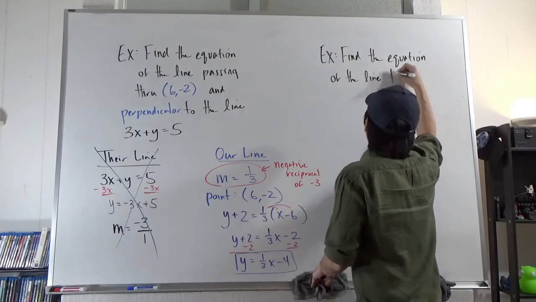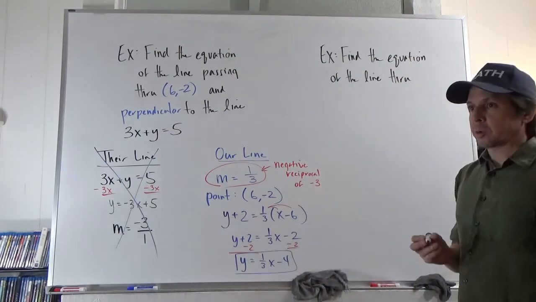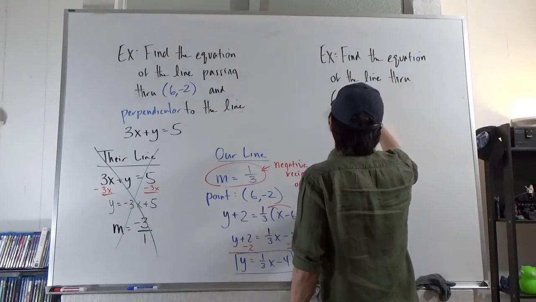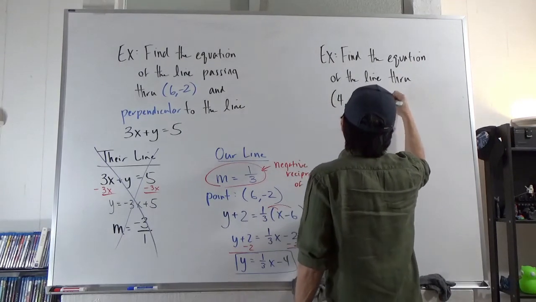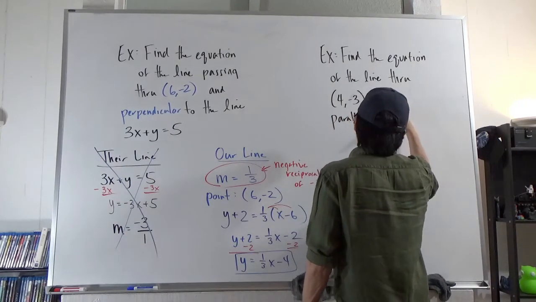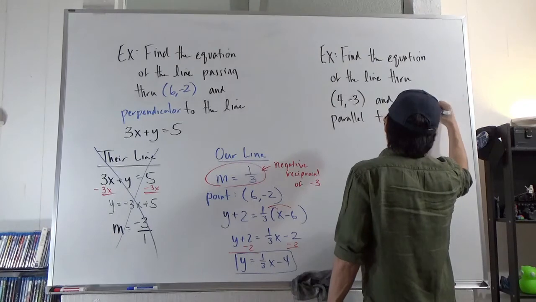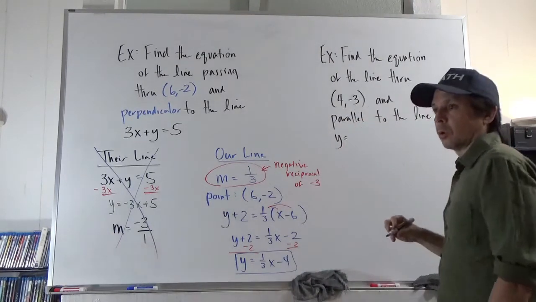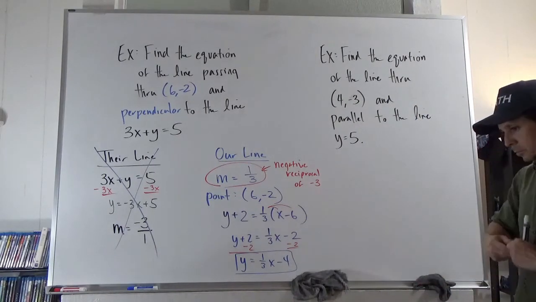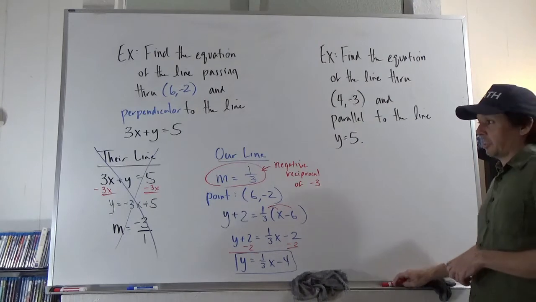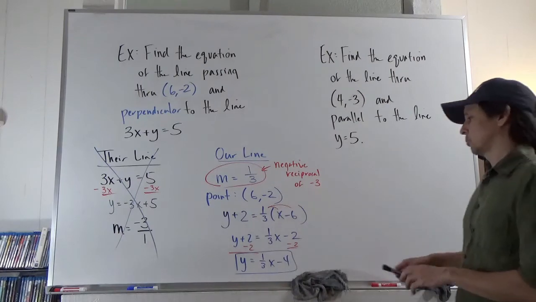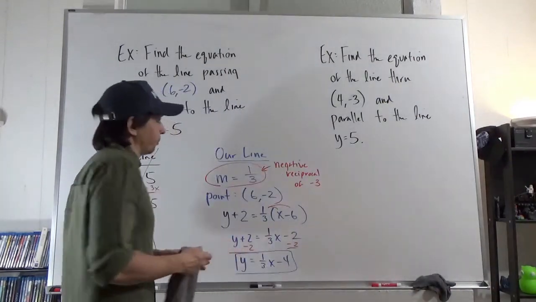I'm going to abbreviate a little bit: the line through, passing through, same thing. So we'll find the equation of the line passing through (4, -3) and parallel to the line y = 5. Okay, in theory, you approach it the same way, but you have to be conscious of special cases.